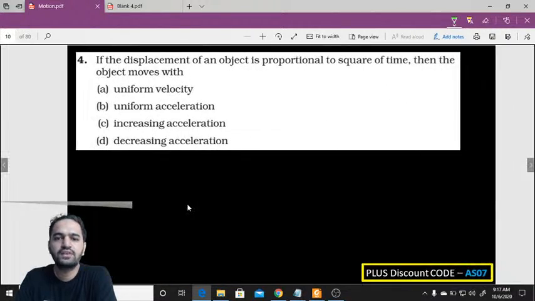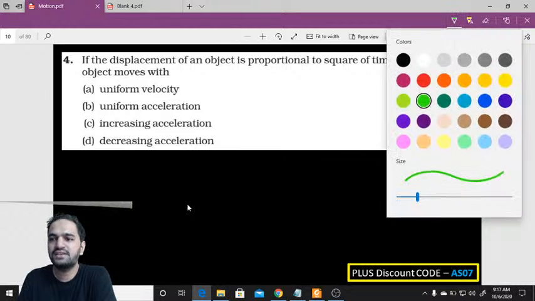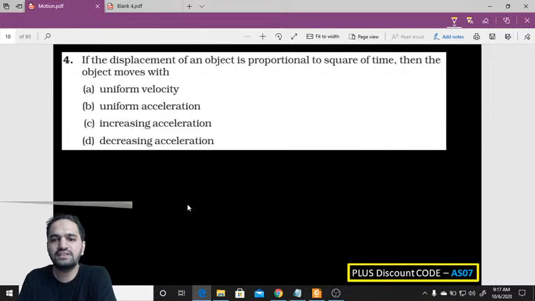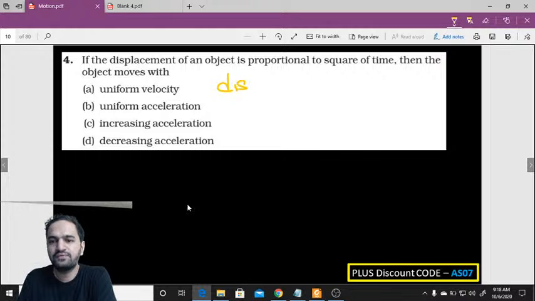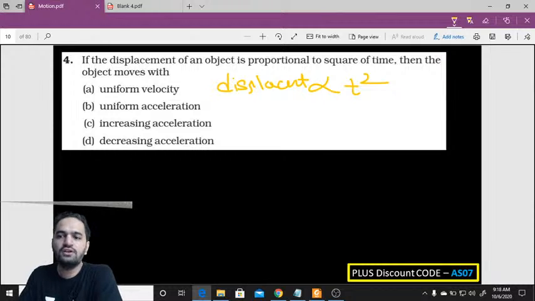Fourth question. If the displacement of the object is proportional to the square of time, they are saying just assume for a second that displacement is proportional to the square of time. Then the object moves with... how will it move? They are just asking what would be the logic for the movement of the object.